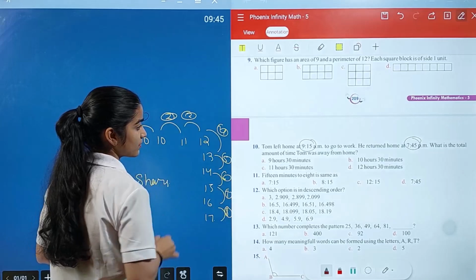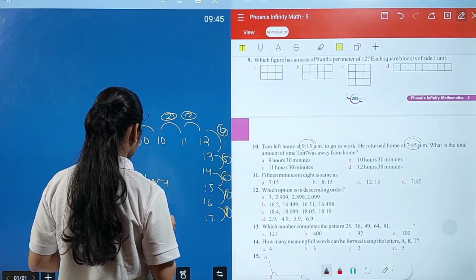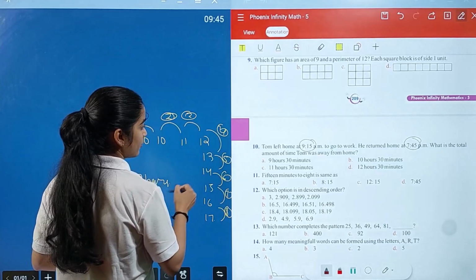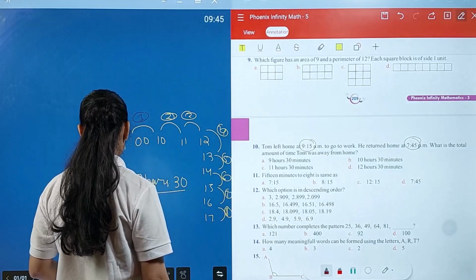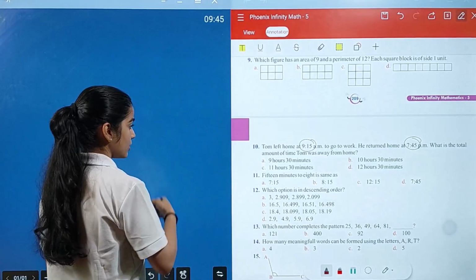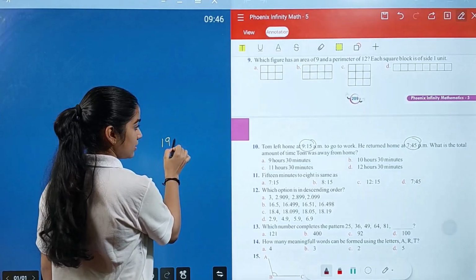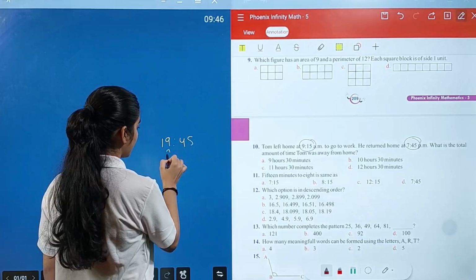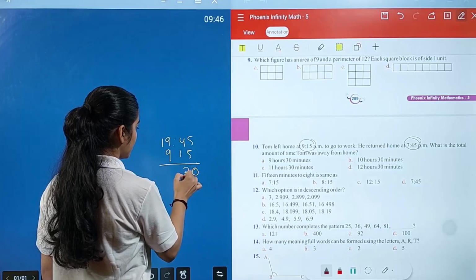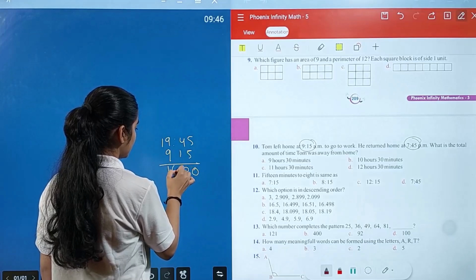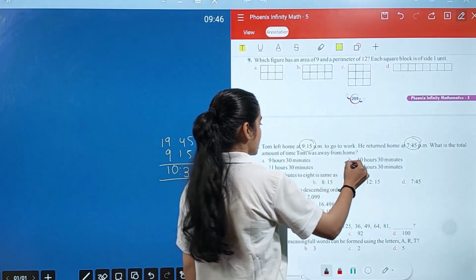Now we have to subtract 15 minutes and 45. So how can we subtract it? 15, 5, 5 and 10, 30 minutes. 8 hours 30 minutes is away from home. This is one way to solve it, or we can try one more. 19:45 minus 9:15, so 0, 3 and 10 hours, 30 minutes. 10 hours 30 minutes is the correct answer.